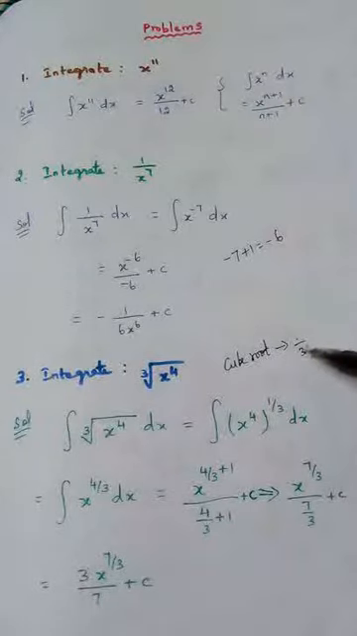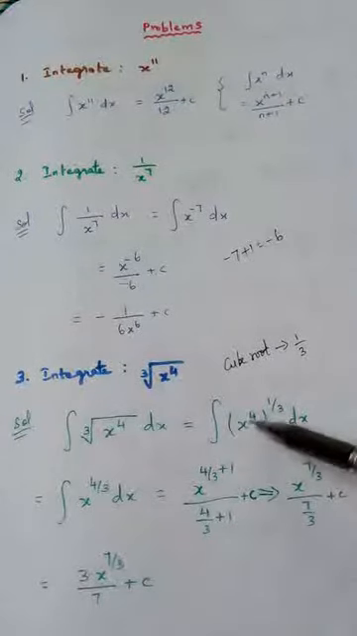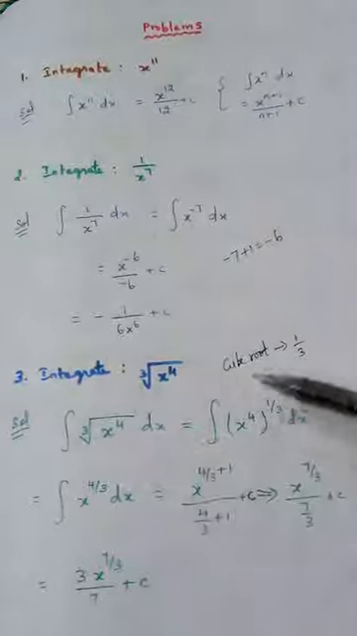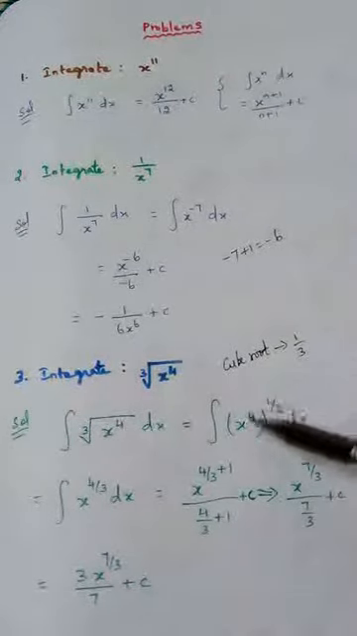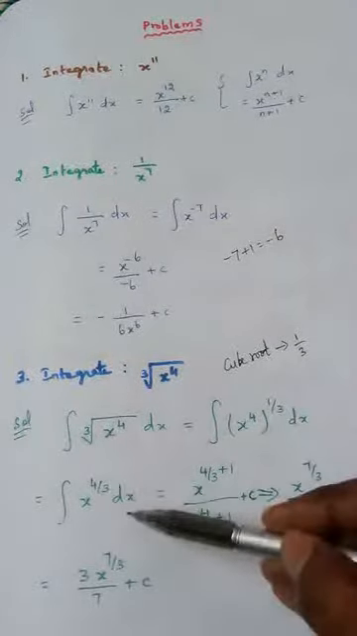Square root means power 1 by 2. So I am writing x power 4 cube root. Instead of writing cube root, I am putting power 1 by 3 dx. Combining these two powers, you will be getting 4 by 3.